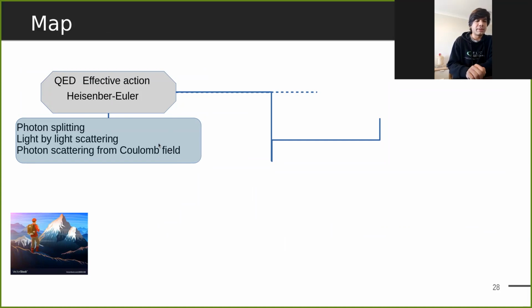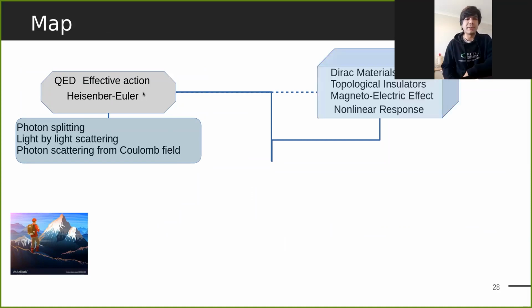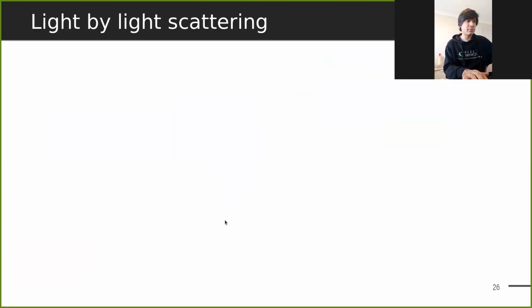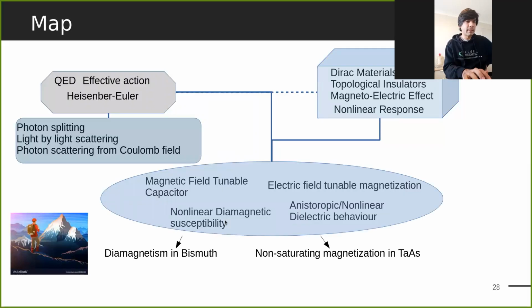Now, what I showed you is that there's this high energy theory that has some observable consequence due to nonlinearity, and this vacuum material, the QED, quantum electrodynamics, is extremely similar to Dirac material. All you have to change is the velocity of the fermion, its cutoff, and the gap. Otherwise, the whole theory goes as is. And by using this analogy, you can predict a number of interesting effects, like anisotropic nonlinear dielectric behavior, electric field tunable magnetization, and magnetic field tunable capacitance. And there are also some already observed behaviors related to this phenomenon, for example, the non-saturating magnetization, tantalum arsenide, and diamagnetism.